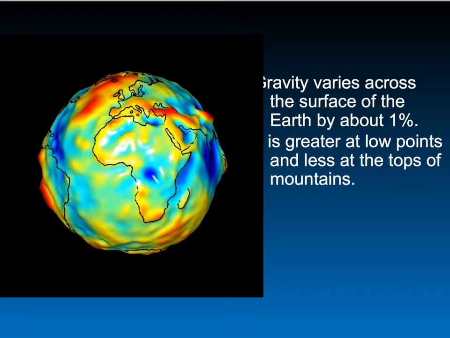So that means the distance to the top of a mountain is greater than the distance from the centre to the flat surface. That means that gravity on Earth can actually vary by about 1%.